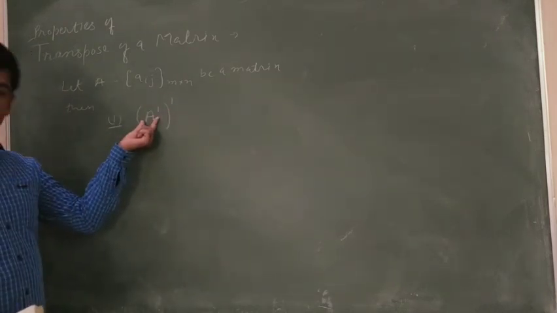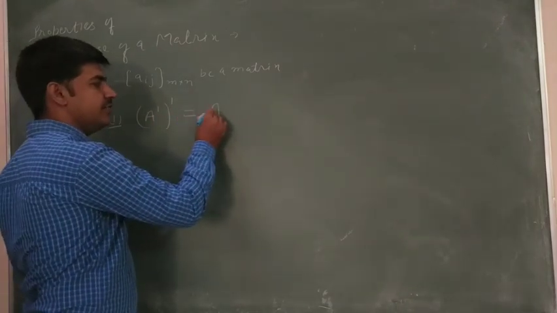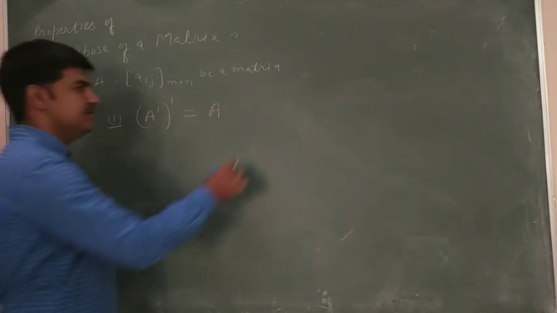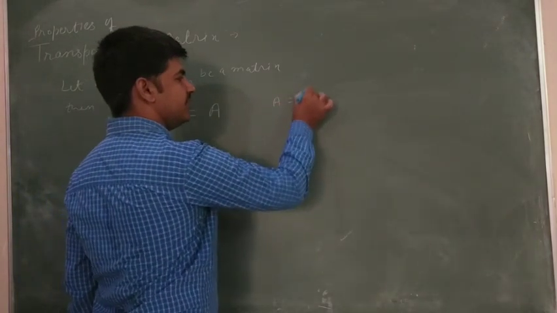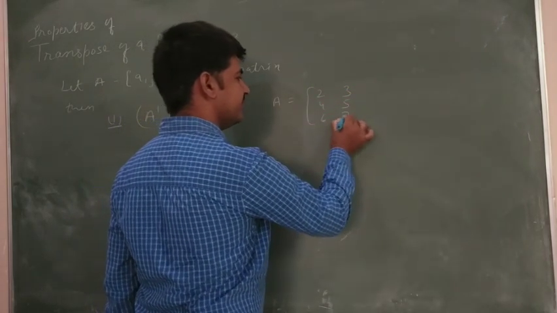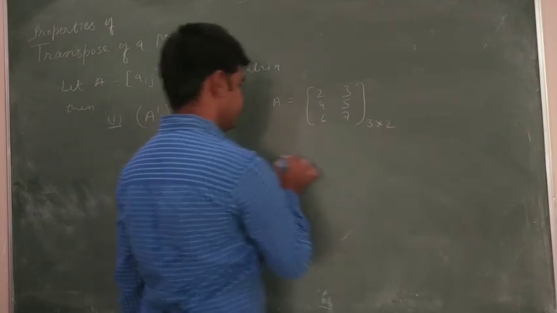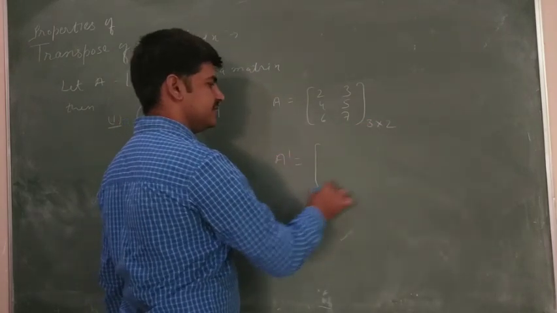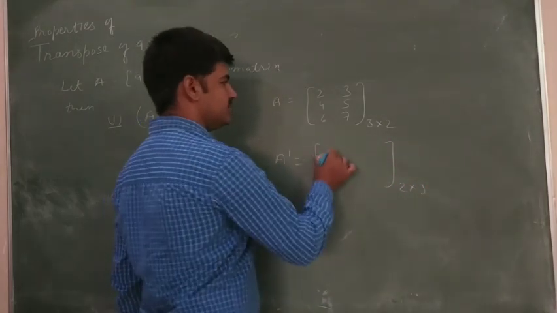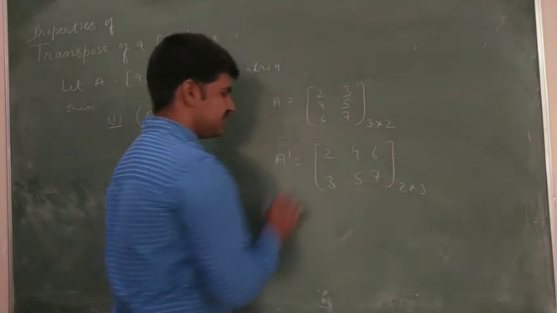What is A dash? Transpose of A, and its transpose is always equal to A only. I am explaining you this property by taking an example. See students, A is a matrix with the elements 2, 3, 4, 5, 6, 7, and its order is 3 by 2. Now if I find A dash, then it will become a matrix of order 2 by 3, and it is 2, 4, 6, 3, 5, 7. This is transpose of A.